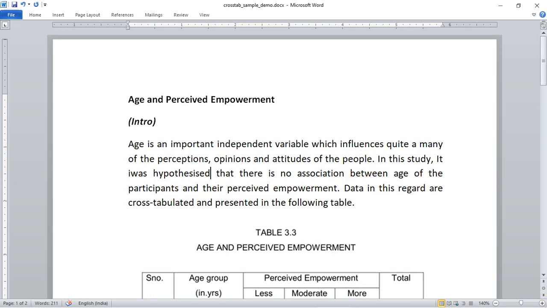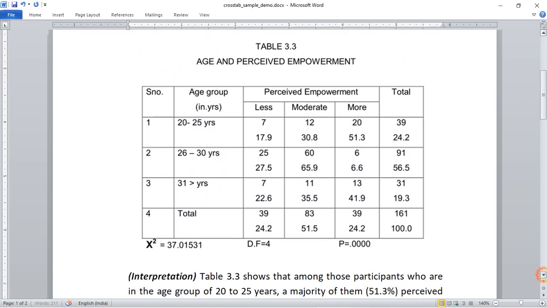Now, in this study, it was hypothesized that there is no association between age of the participants and their perceived empowerment. Data in this regard are cross-tabulated and presented in the following table. So in this table, we are showing the cross-tabulation of age and perceived empowerment. Now you can see how carefully we lay out the table. Serial number, age groups, second column. Some students forget about serial number, so some marks they lose here. So this is what we call perfection. You're going unto perfection, so learn to put things in perfect order.